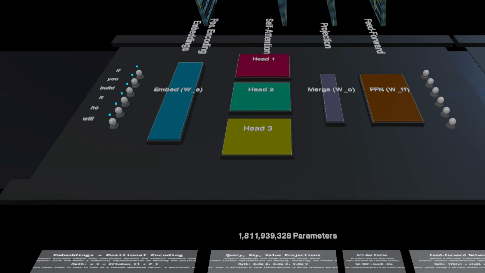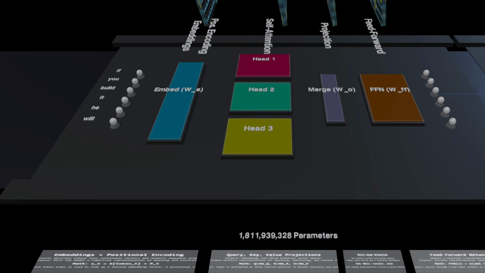Each layer takes some input and spits out a slightly improved version of that same input. Before the first layer, words are turned into numbers, vectors, using token embeddings. We also add positional information so the model knows where each word is in the sentence. Inside a single layer, two main things happen.